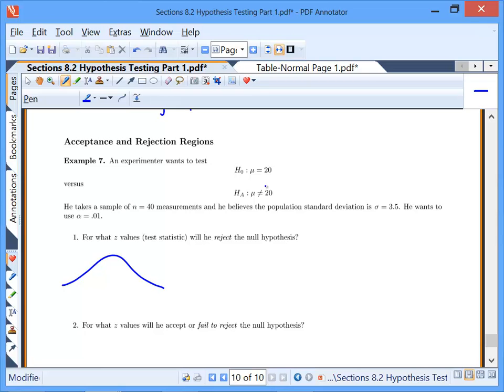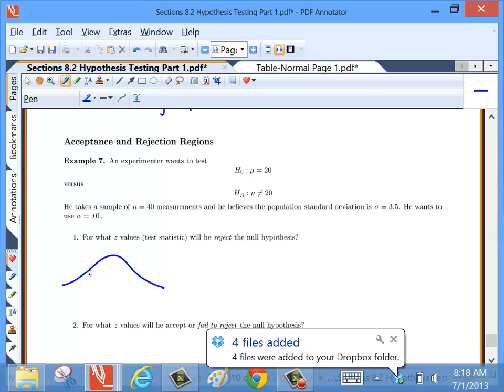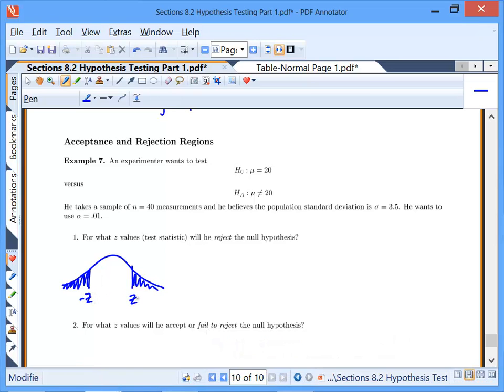Okay, so this is a not equal to, so what tail are we going to be interested in? Both tails. Okay, so that could be my negative z, and this could be my positive z. Okay, what area should I try and put in each tail?